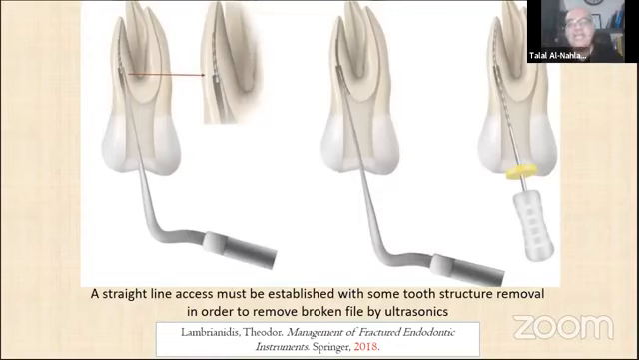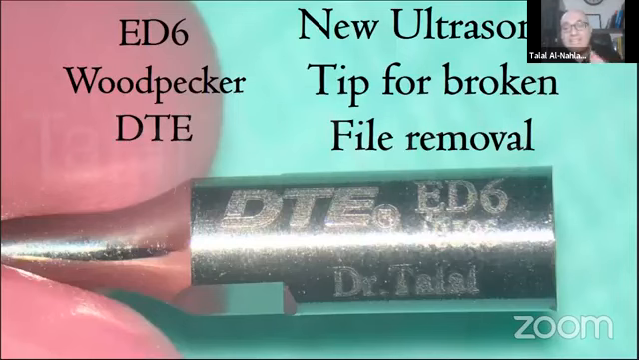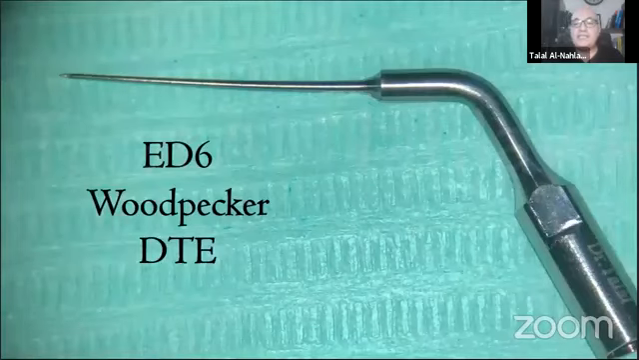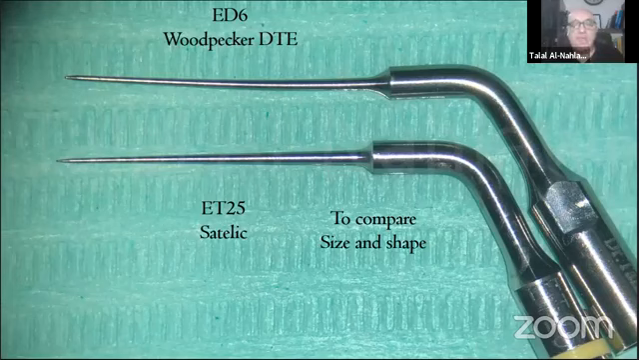And we use ultrasonics in order to vibrate and to remove a broken file. One of the ultrasonic devices I'm using is the D600 from Woodpecker. I find it very good, very beneficial, especially since the endo function of it helped me a lot using the ultrasonic tips. One of the recently launched tips from Woodpecker also is the ED6. The ED6 ultrasonic tip, this is the shape of it. And I compared this ED6 from DTE, Woodpecker, and the ET25, the very famous tip from Satelec.